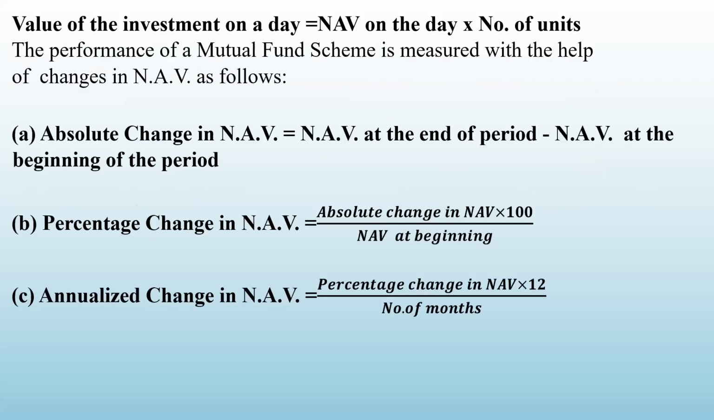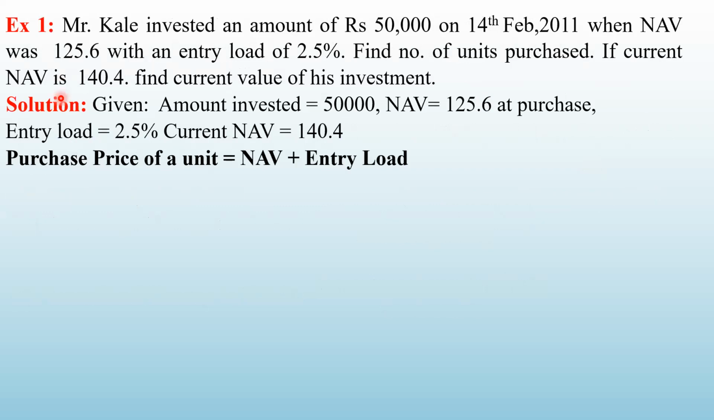So with this much knowledge, we can now solve the problems. Let us look at the first question. Mr. Kale invested an amount of rupees 50,000 on 14th Feb when NAV was 125.6 with an entry load of 2.5%. Find number of units purchased. If current NAV is 140.4, find current value of his investment.